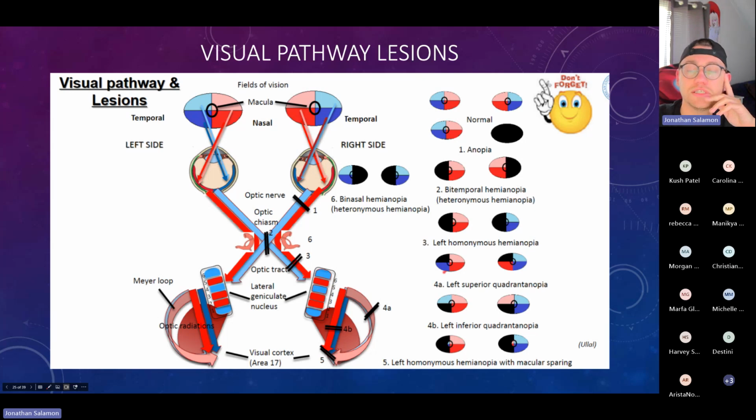Then, like I had just said on the previous slide, the inferior portion of your view travels through the loop of Meyer, or the superior portion of you travels inferiorly through the loop of Meyer, right? And then the inferior portion of your view travels superiorly back to the visual cortex.